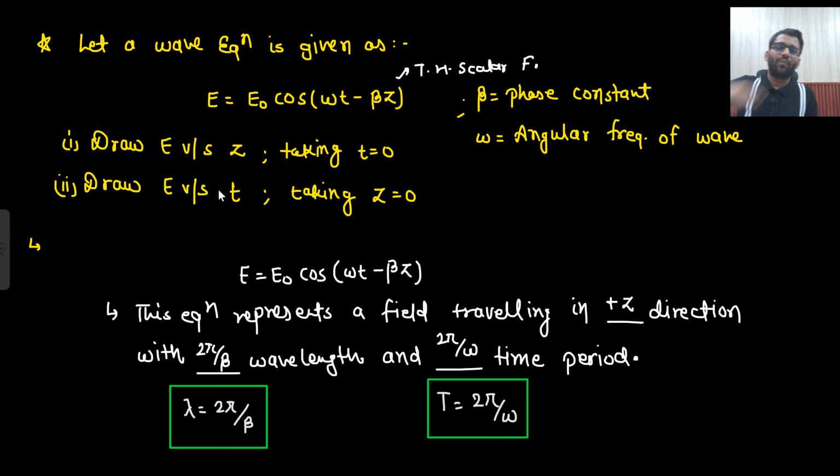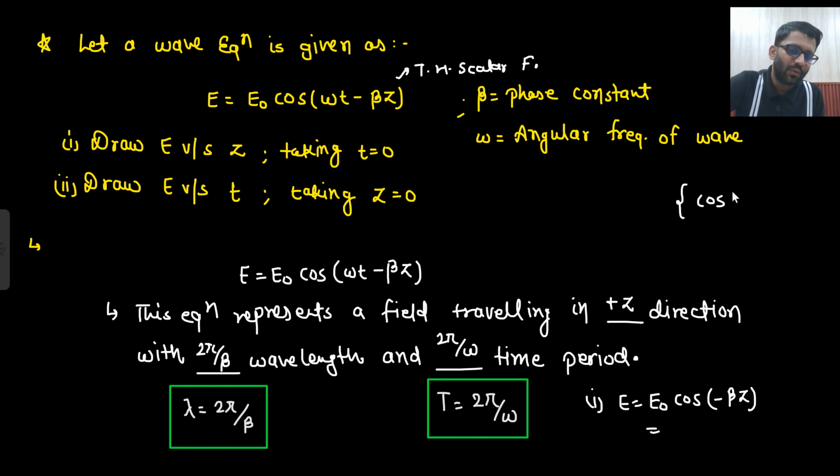Now let me know what your first question is. You need to draw E versus z taking t equals 0. If I put t equals 0 here, what do I get? E is equal to E naught cos of minus beta z. Cos minus theta, I hope you remember, we saw in the first lecture, is equal to cos theta. So what you are getting is E naught cos beta z.